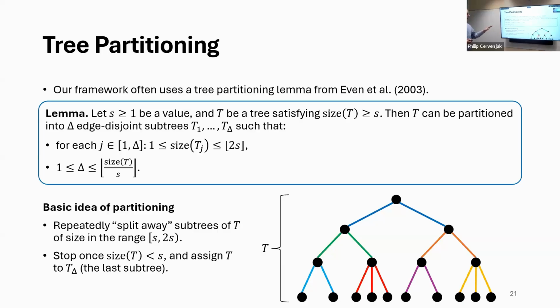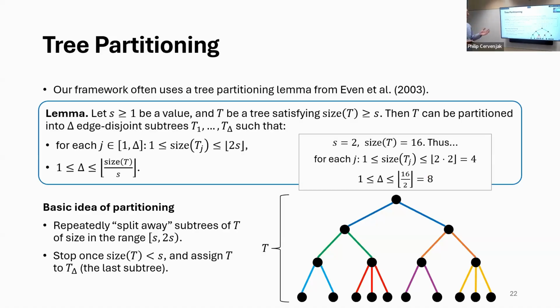It's not really important for us, but basically the idea of achieving this partitioning is that you split away, or you identify subtrees of T that have size within this range s to 2s. It's always possible to identify such a subtree by classifying the hanging subtrees into light or medium subtrees or heavy subtrees. But I won't really go into the detail about that. Then you keep splitting away these subtrees, and eventually you just stop once the size of your remaining tree is less than s, and then you just assign it to be the last subtree.